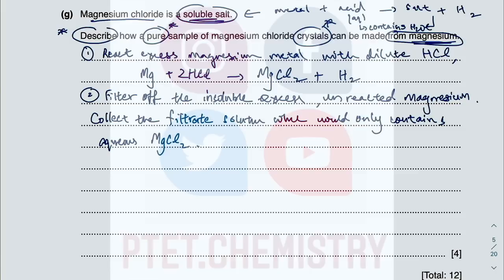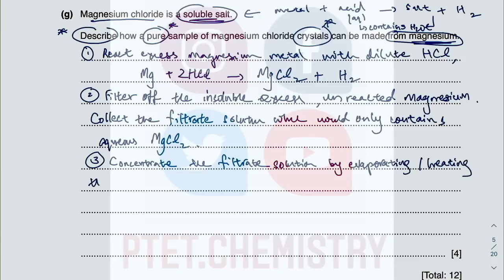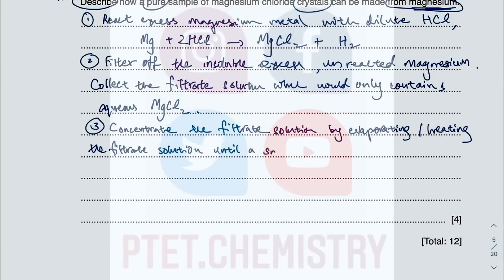Alright, so next bit is you want to do crystallization. So you need to concentrate the filtrate solution by evaporating or heating the filtrate solution, but you don't want to heat it to dryness. You want to heat it until a small amount or a small volume of water or solvent remains.